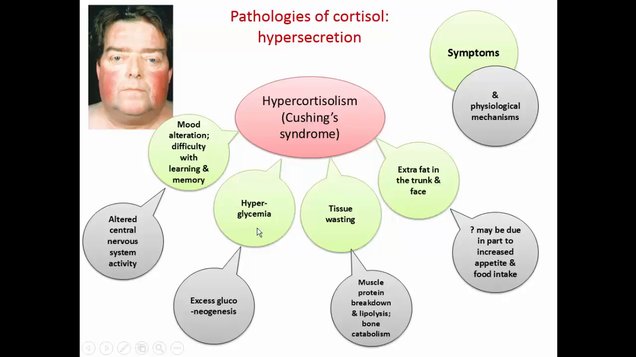Hyperglycemia, or high blood glucose, is seen with hypersecretion of cortisol. And this is due to excess gluconeogenesis. So excess gluconeogenesis, so the making of new glucose in the liver, leads to high blood glucose. Tissue wasting is often seen with hypersecretion of cortisol, and this is due to muscle protein breakdown and lipolysis and bone catabolism. We often see extra fat in the trunk and face.